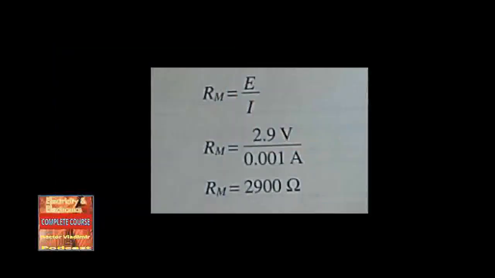So, resistance Rm equals voltage divided by current. So Rm, or resistor movement, equals, in this case, 2.9 volts divided by 0.001 amps. And the Rm is equal to 2900 ohms. The 2900 ohm multiplier resistor plus the meter coil resistance is equal to 3000 ohms.